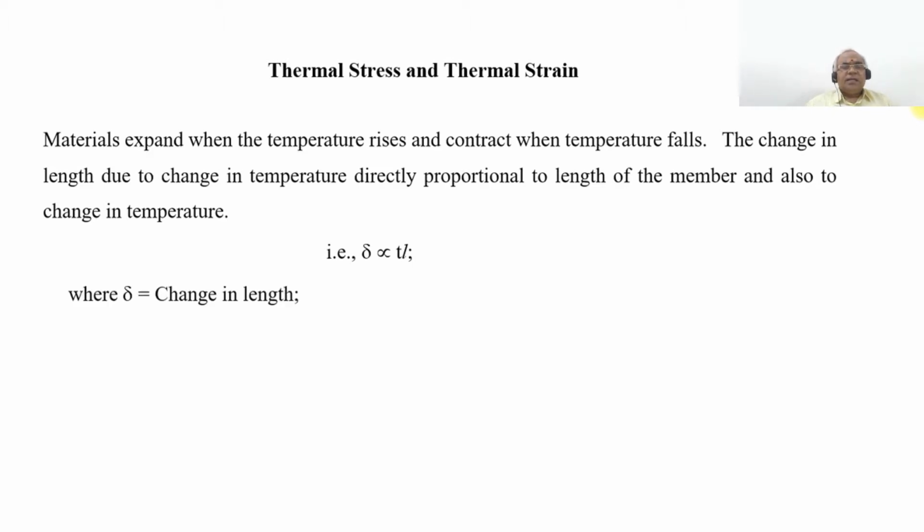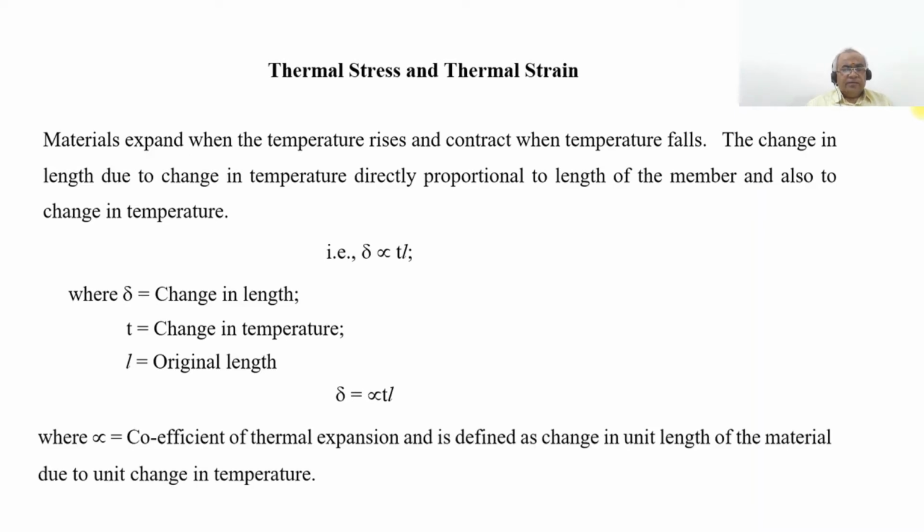So delta is the change in length, T is the change in temperature, and L is the original length. So delta is equal to alpha into T into L, where alpha is the coefficient of thermal expansion and is defined as the change in unit length of material due to the change in temperature.